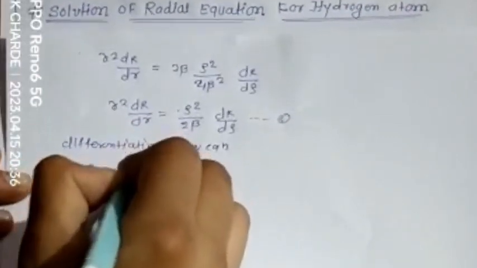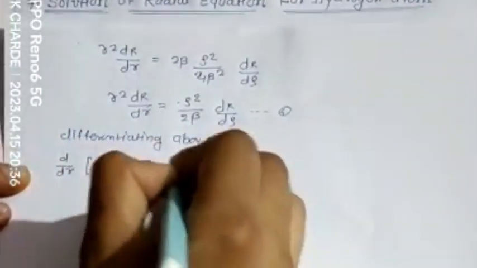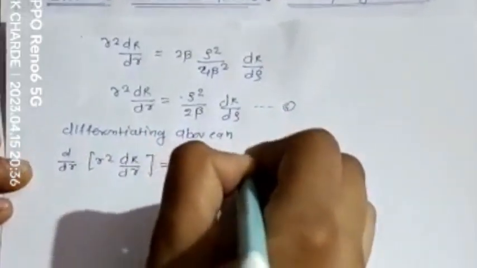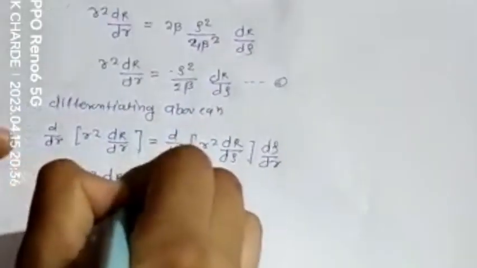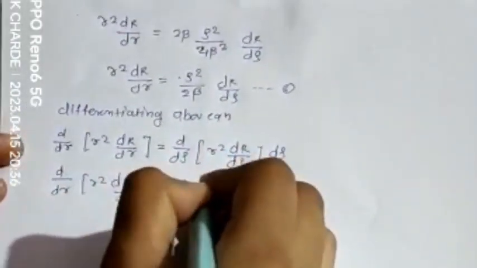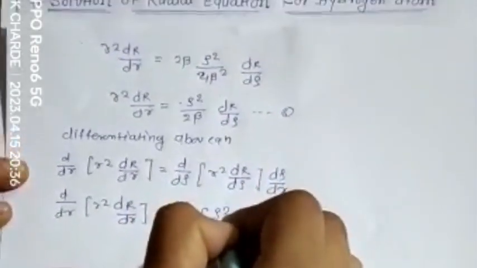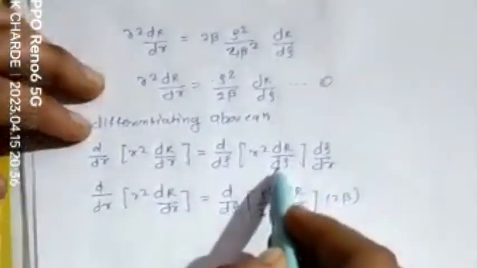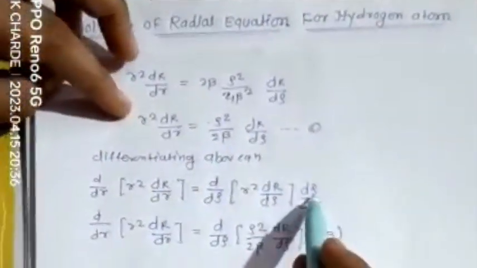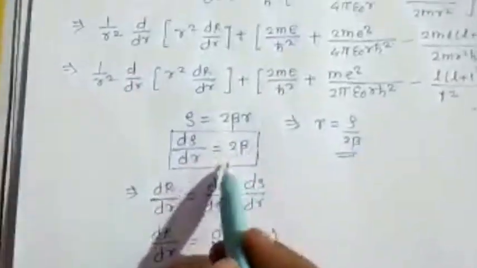the above equation, that is d by dr of r square dr upon dr is equals to d upon d rho of r square dr upon d rho upon dr, that is d by dr of r square dr upon dr is equals to d by d rho square divided by 2 beta dr upon d rho into 2 beta. Here we are substituting the value of r square dr upon dr from above equation number 4, and we all know the value of d rho by dr, it is 2 beta.